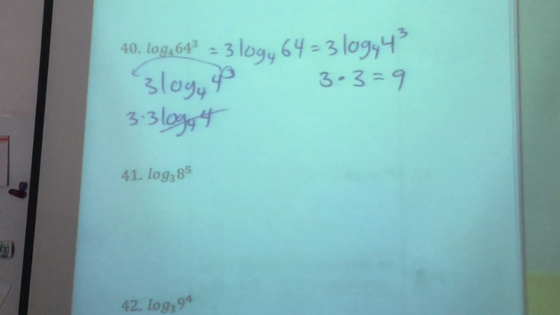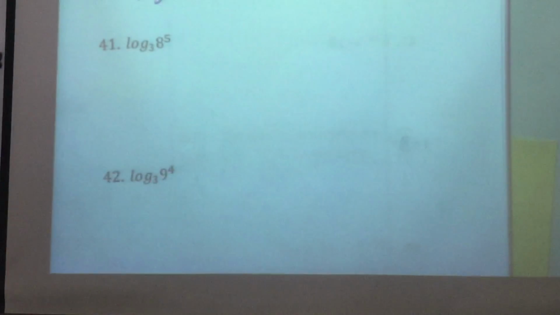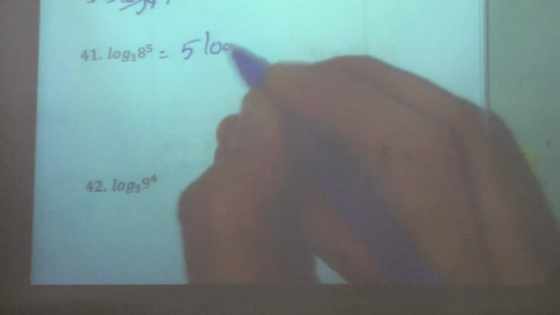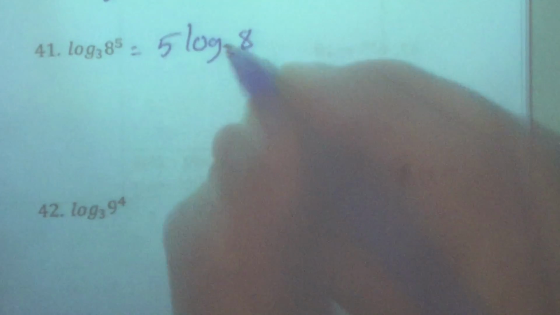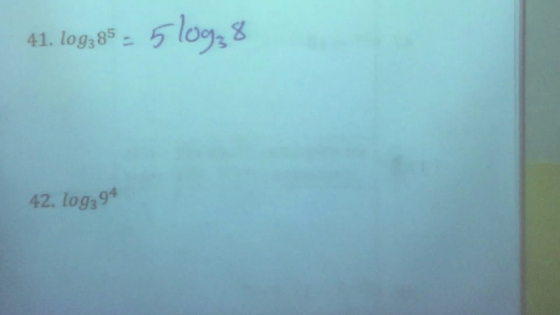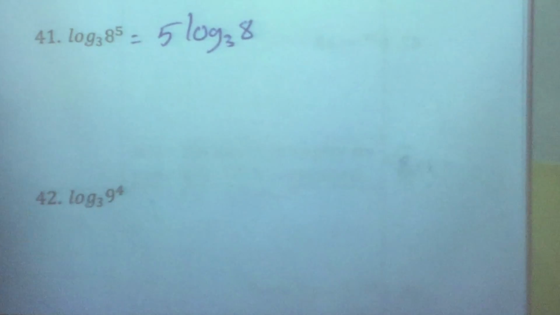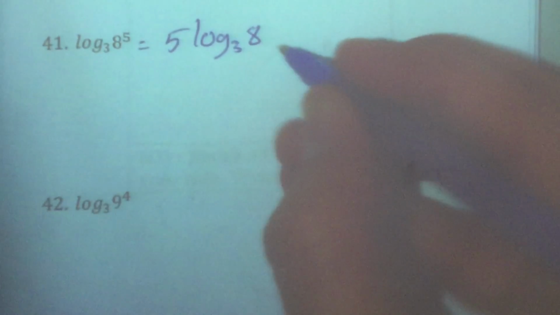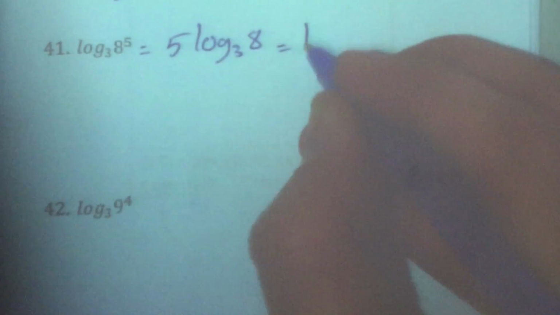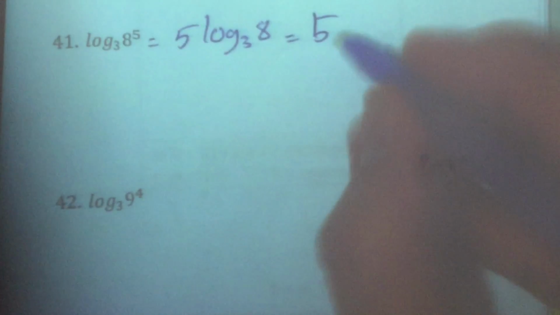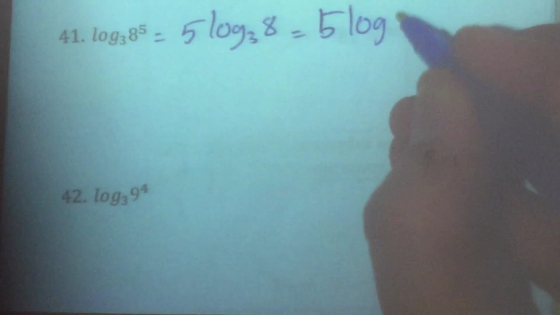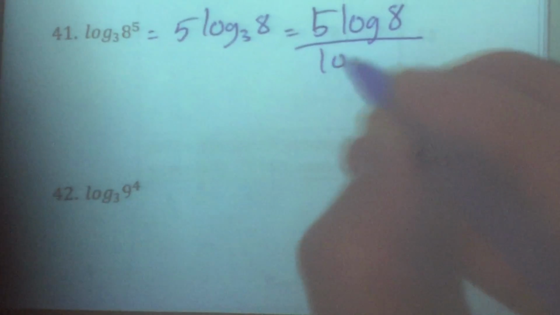Let's move down to 41. Log base 3 of 8 to the 5th. The only thing I can see to do here is to bring down the 5. So it's 5 log base 3 of 8. You could take a power and make it a coefficient there. There's really nothing else to simplify here except to use the change of base formula. So write it as 5 log of 8 divided by log of 3.